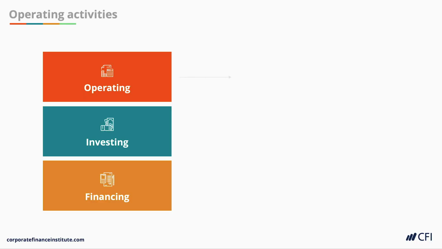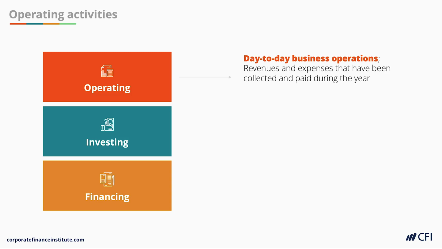Operating activities relate to the day-to-day business operations, essentially the revenues and expenses that have been collected and paid during the year. Depreciation and amortization are not included, as these expense items have no effect on cash.